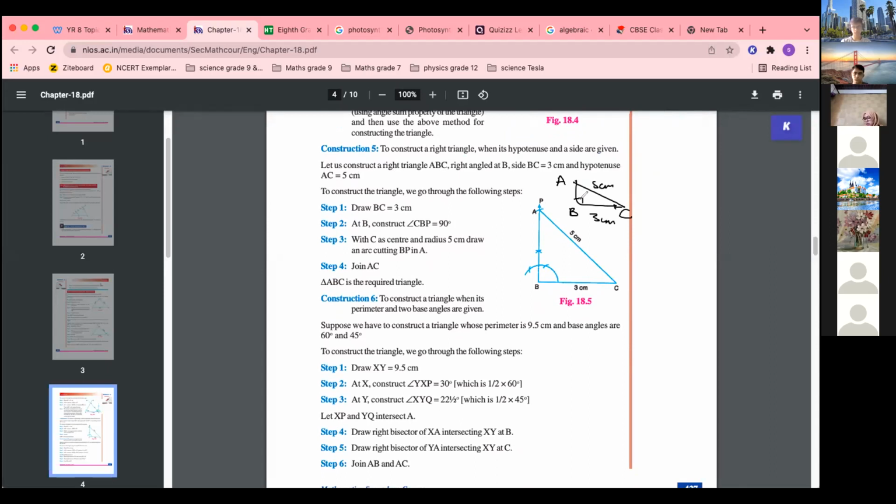Draw the base BC as 3 centimeter. Here it is 90 degree. You know how to draw 90 degree. One arc, second arc, third arc. From here one arc. From here one arc. Don't move your compass. Okay, so this we got 90. I made this wrong. This we got 90 degree.